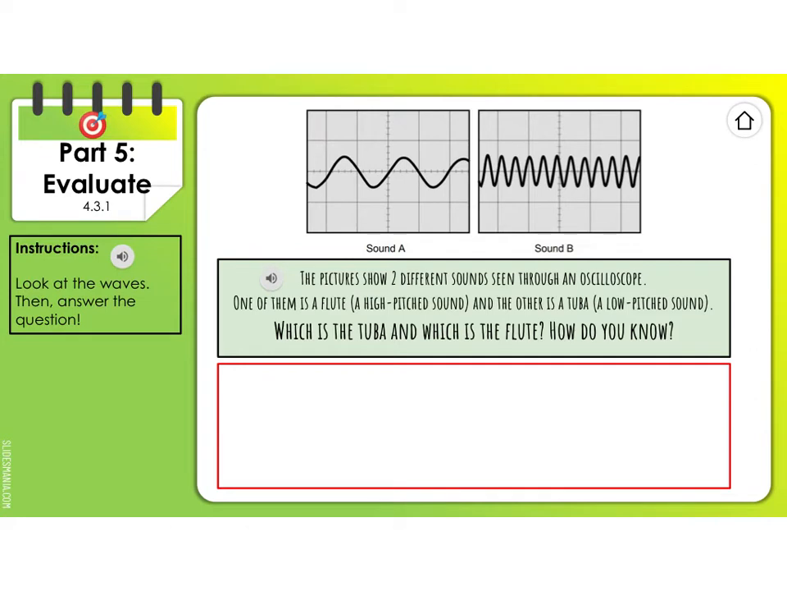And if you look at it, the pictures show two different sounds seen through an oscilloscope. One of them is a flute, which is a high-pitched sound, and the other is a tuba, which is a low-pitched sound. Which is the tuba and which is the flute, and how do you know? Make sure you identify your answer by using the words sound A and sound B as you answer which is flute and which is tuba. Then when you answer how do you know, you'll want to be specific and thorough in how you know and what you have learned so far.